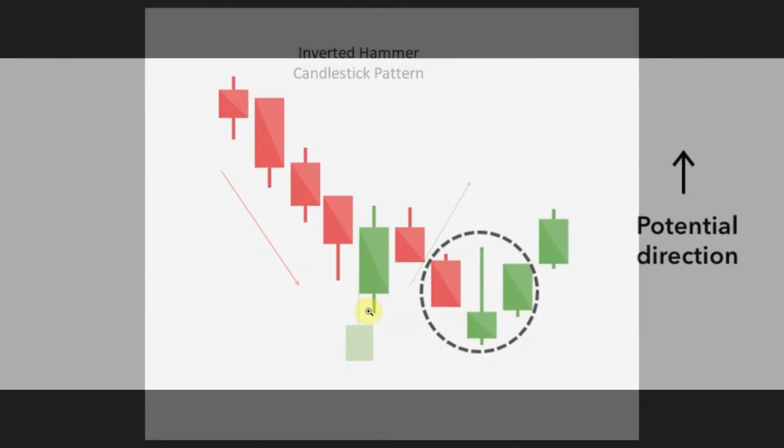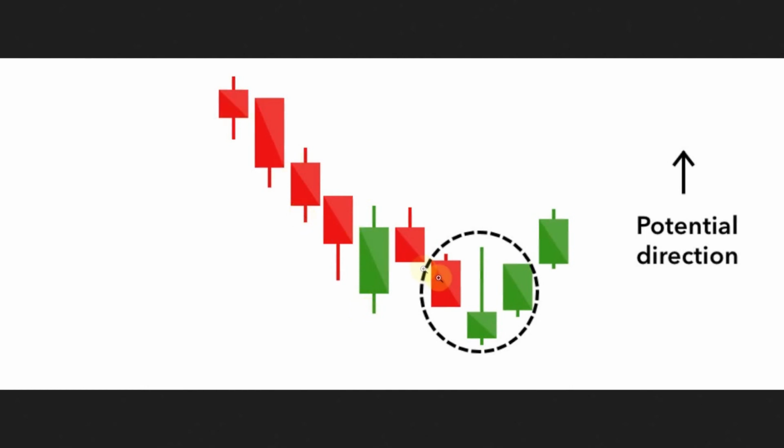It is the inverse of the hammer candlestick pattern. This pattern is formed when the opening and closing price are near to each other and the upper shadow should be more than twice the real body.